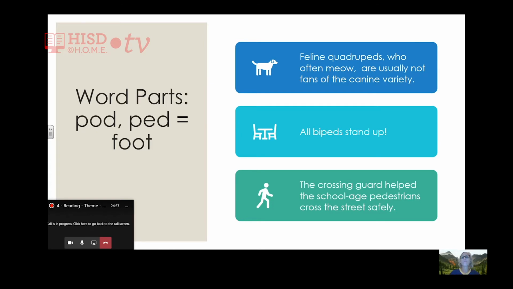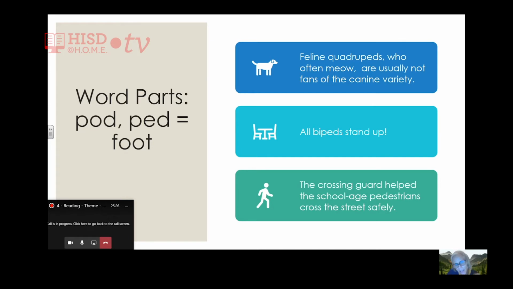Okay, next. See if you can do this. I want all bipeds in the room to stand up. Did you stand? Yep, you're a biped. How many feet do you have? 2. Bi, like bicycle, 2. Okay, now here we go. Let's see if we can figure this one out. The crossing guard helped the school-age pedestrians cross the street safely.